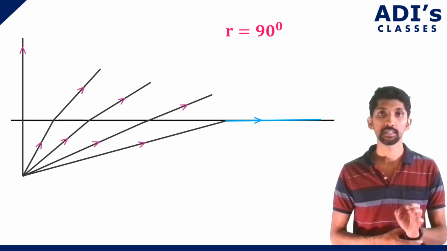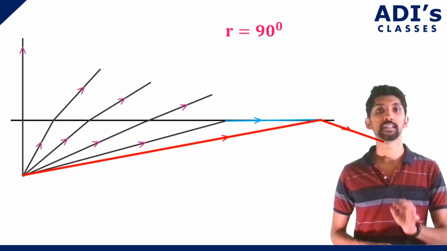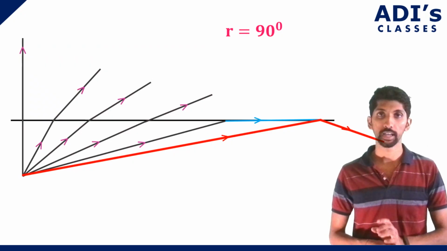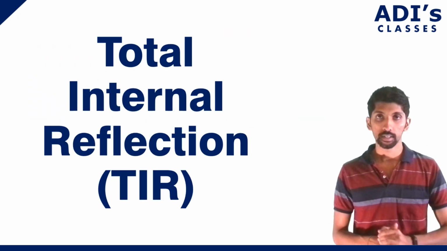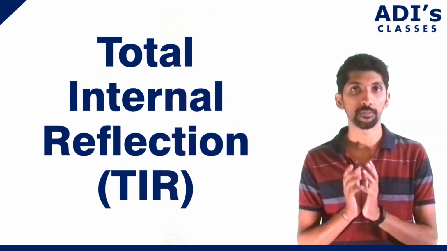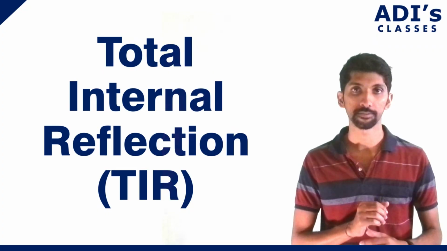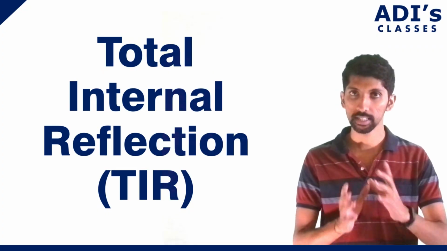Now, what if we increase the angle of incidence even more? This is what happens, and this phenomenon is what we call total internal reflection, in short, TIR. See, in TIR, what happens? All the light which is coming from the source gets reflected back into the denser medium itself. This phenomenon is TIR.